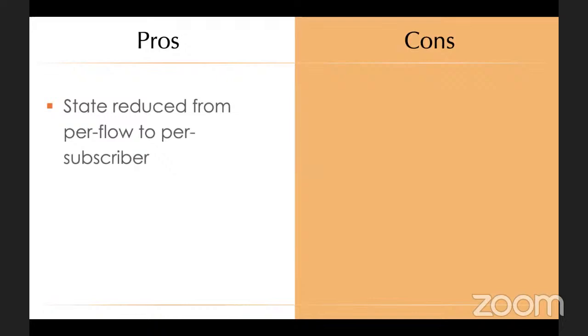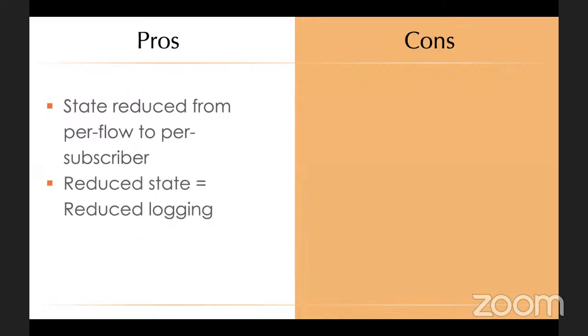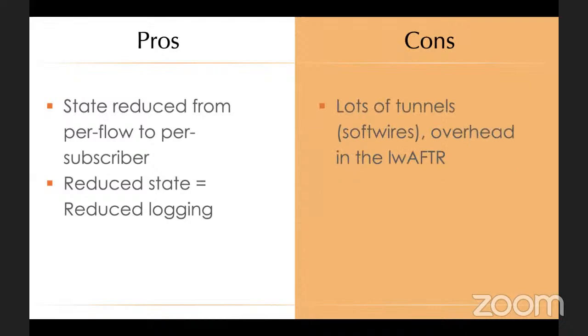And then the key advantage with lightweight 4/6, the state is reduced from per flow to per subscriber. And then reduced state means reduced logging. Then, as usual with the tunneling, you have a lot of tunnels on the software, which means overhead in the lightweight AFTR. Then, since lightweight 4/6 limits the number of ports per subscriber, this can be a problem.